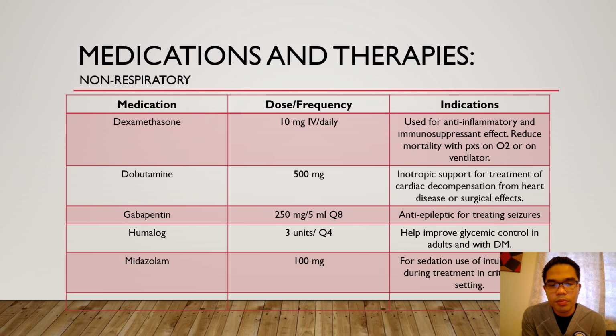Gabapentin 250 milligrams per 5 ml every 8 hours is an anti-epileptic for treating seizures. Humalog 3 units Q4 helps improve glycemic control in adults and patients with diabetes. Midazolam is on 100 milligrams for sedation used during intubation and also used in critical care settings. So based on what I've gathered, the patient was not being given any respiratory medications.